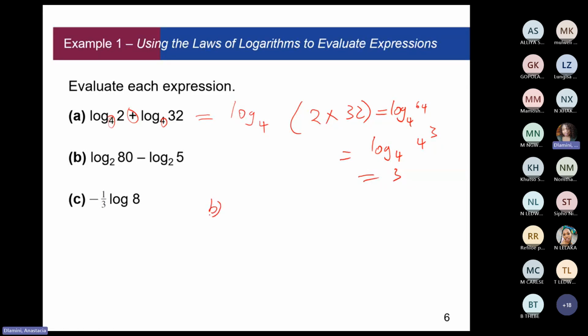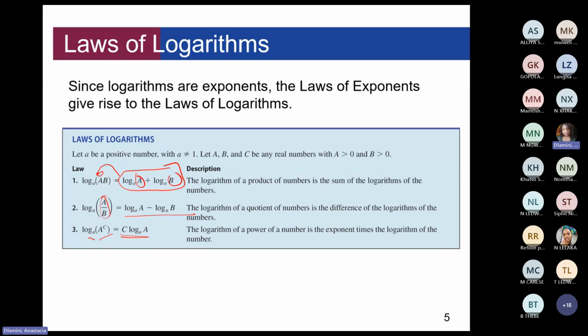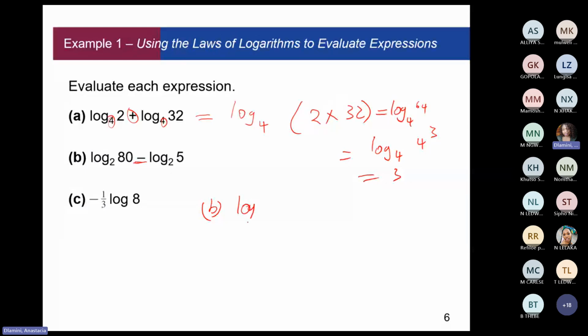Now let's look at B. There's a minus there, and we know that the minus means division. Please mute. So meaning that we'll have A over B. So this will be log base 2 of 80 divided by 5. And what is 80 divided by 5, guys? 16. And we can simplify 16 as 2 to the power of what? 4. Thank you, because there's a 2 here. So if we have a 2 to the power of 4, then it will be easier for us.